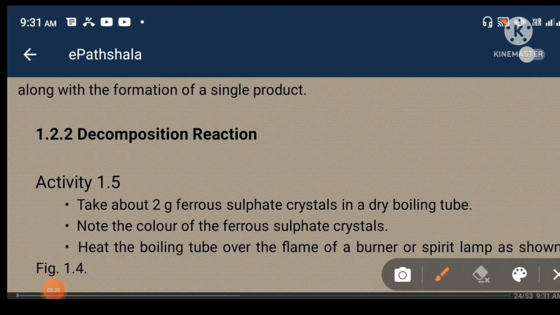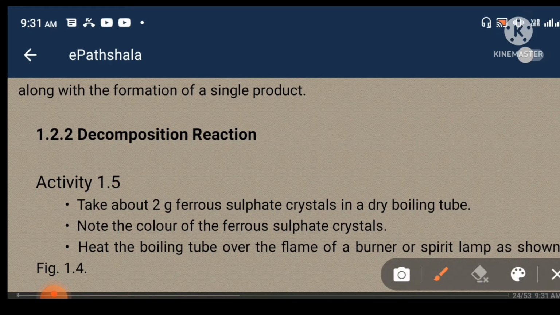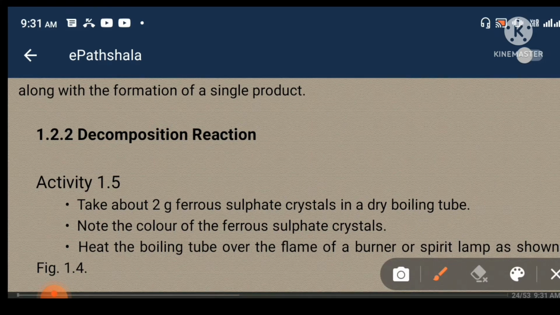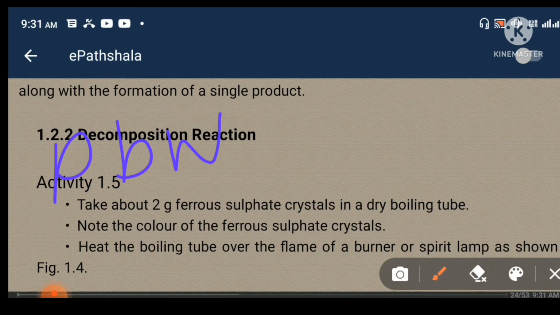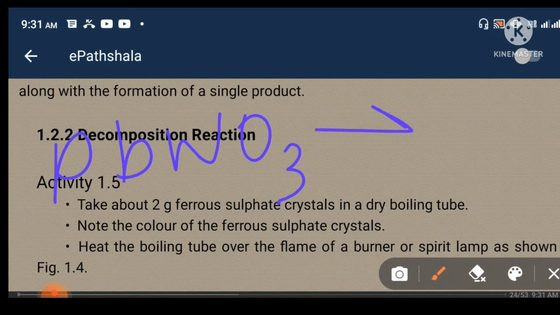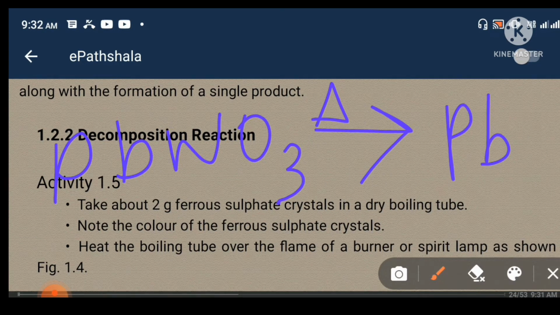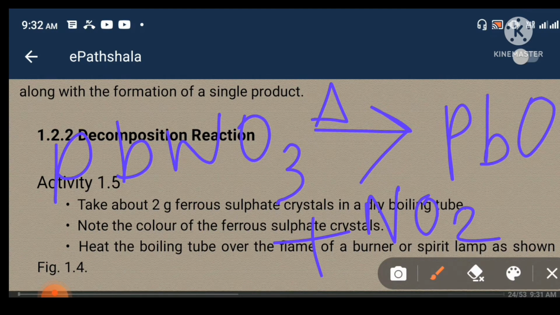Now thermal decomposition of lead nitrate. First we discussed the decomposition of ferrous sulfate. We are going through NCERT. Second, thermal decomposition of lead nitrate. When lead nitrate, Pb(NO3)2, is heated, it decomposes and forms PbO, lead oxide, plus NO2.